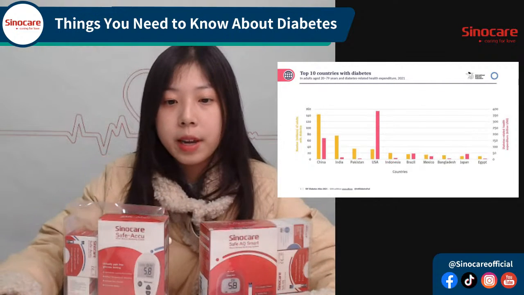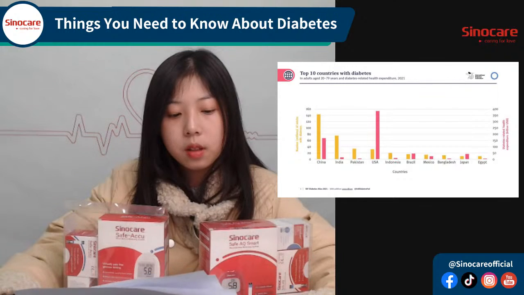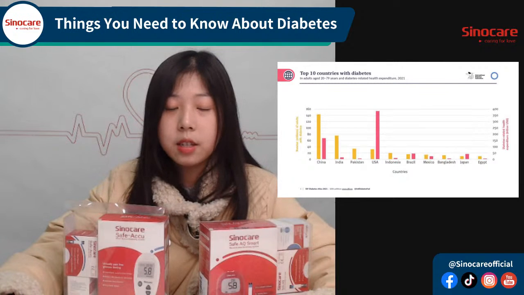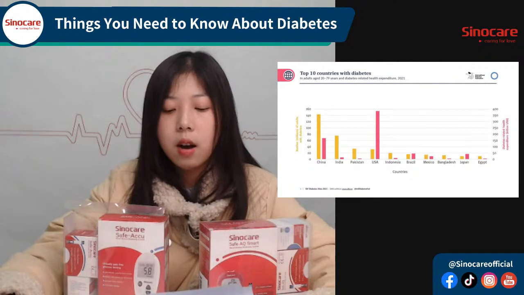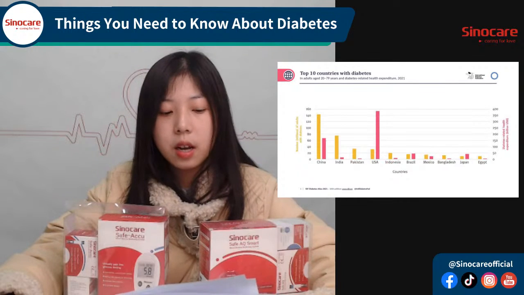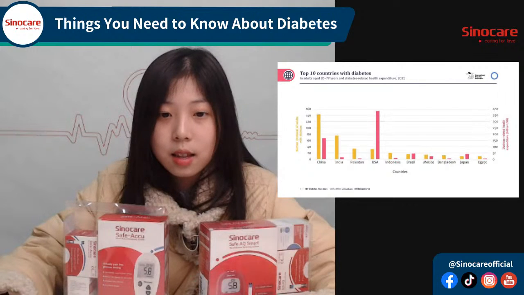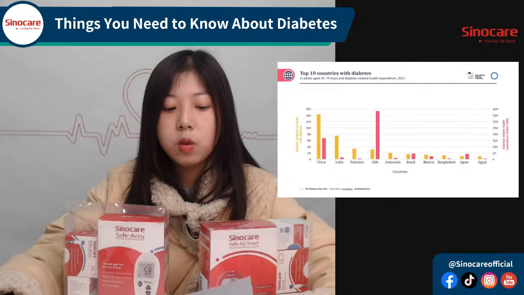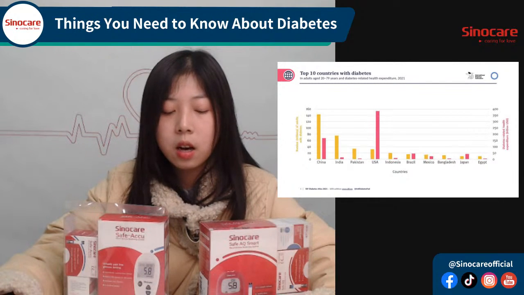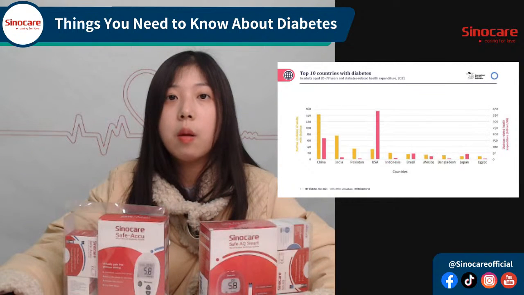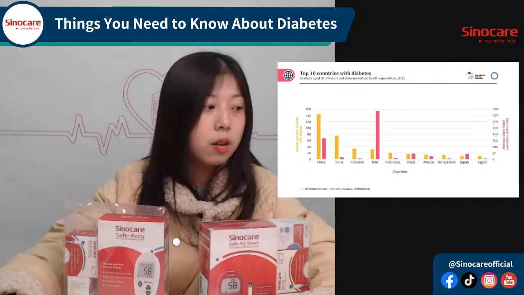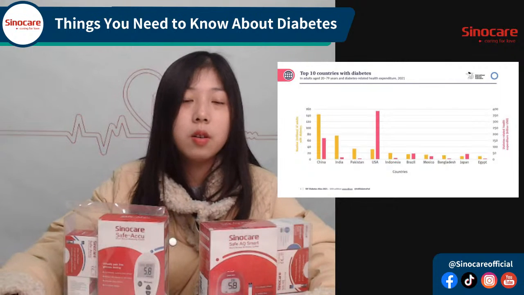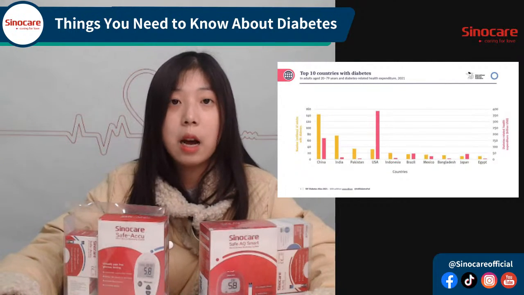And let's turn to this PowerPoint. Yes, it shows the top 10 countries with diabetes. There are China, India, Pakistan, USA, Indonesia, Brazil, Mexico, Bangladesh, Japan, and Egypt. We can see the country with the most people who have diabetes is China, as well as the number of people, and also we can see the USA is also a top country with diabetes, right?